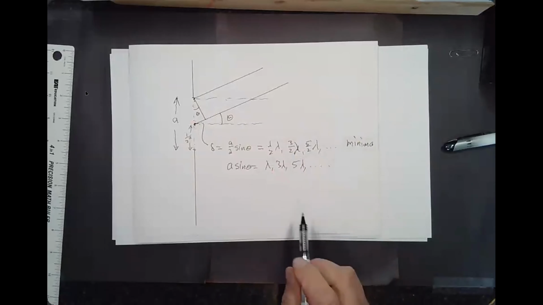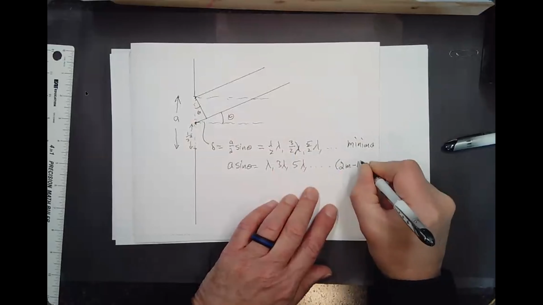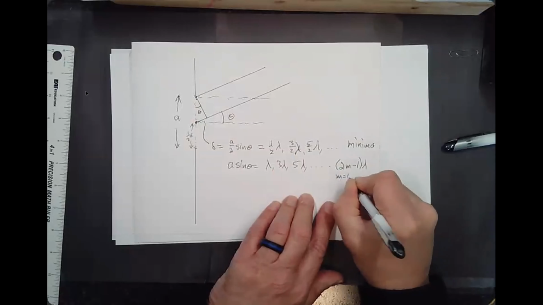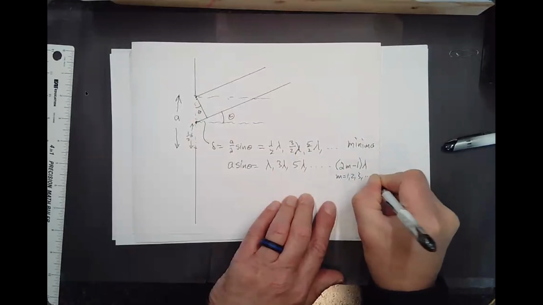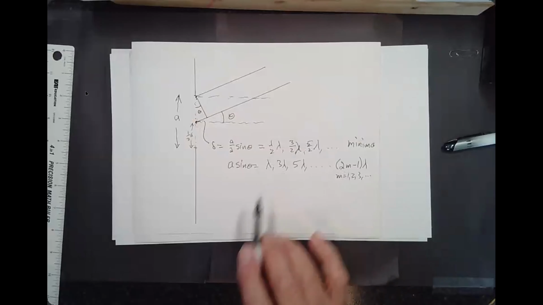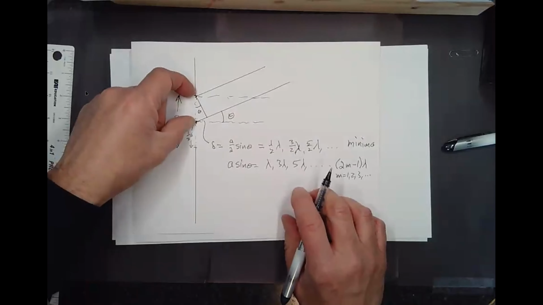I can write it as 2m minus 1 times lambda. That way I can let m equal 1, 2, 3, and so on. If m is 1, then I'd get 1 lambda. If m is 2, I'd get 3 lambda, and so forth. So that's our condition for minima. A sine theta is equal to m lambda, but I don't have to just divide it in half.